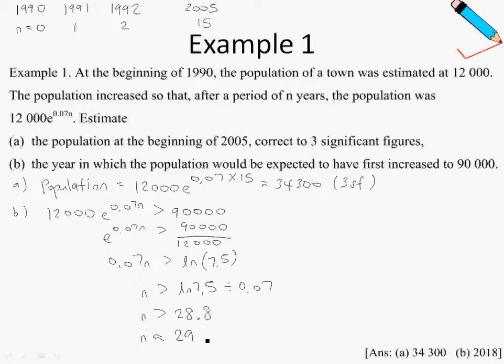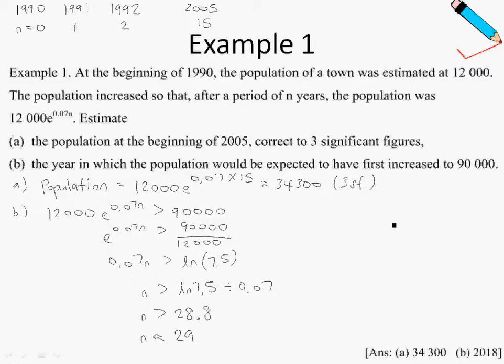Why do I round it to 29, not 28? Because if it takes 28.8 years for the population to exceed 90,000, then 28 years will not be sufficient. It's either I go more than 28.8, like for example 28.9 or 29. So I will pick the number 29.